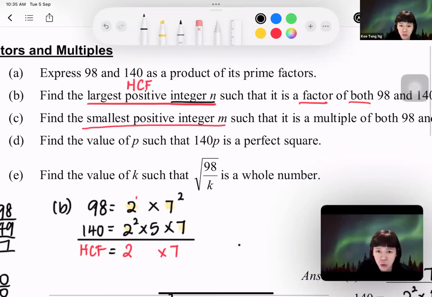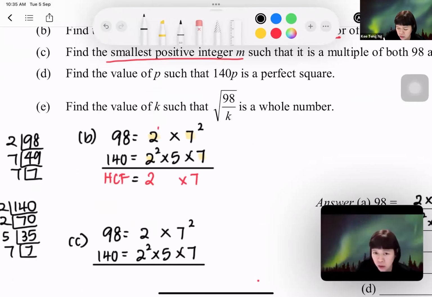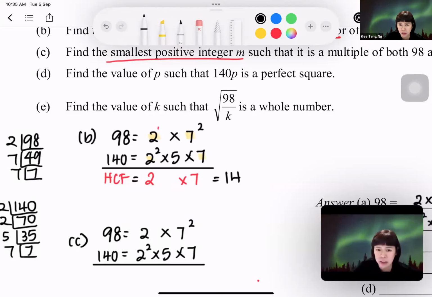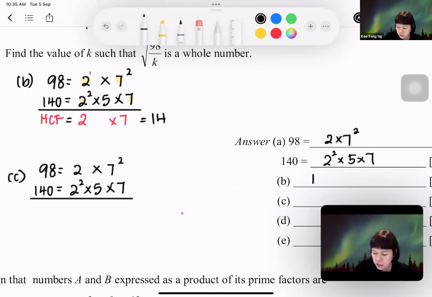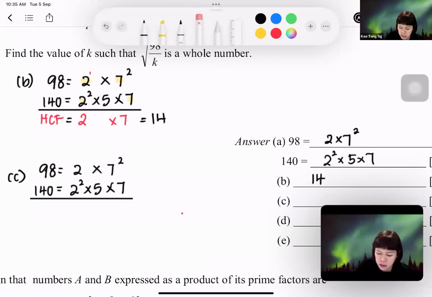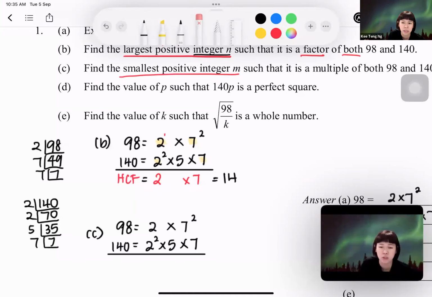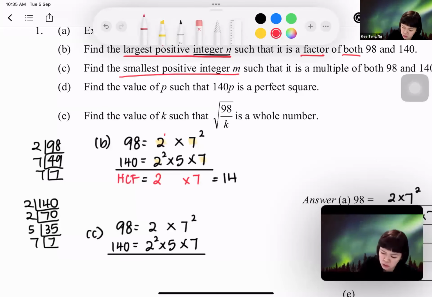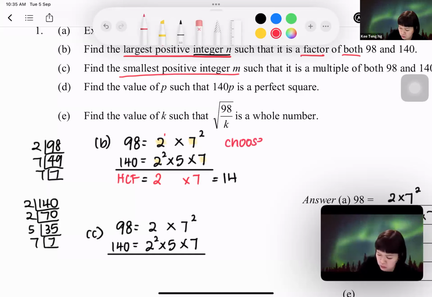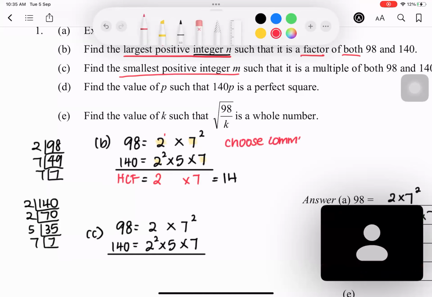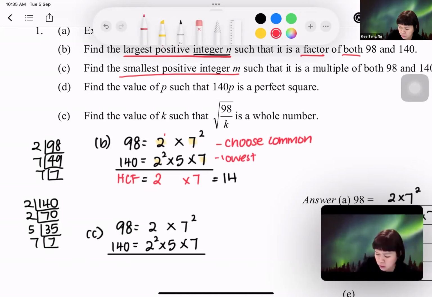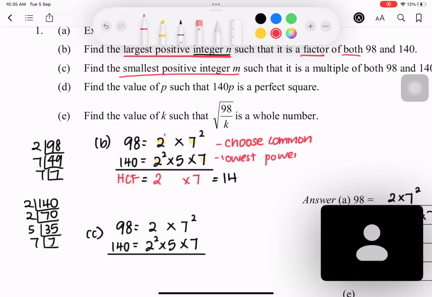So I need to multiply this out, 2 times 7 is 14. I need to multiply out this value as the number, 2 times 7, 14. If the question says leave your answer as a product of its prime factors, then you put it as 2 times 7. Okay, next question. So this one, choose the common, and then the lowest power.